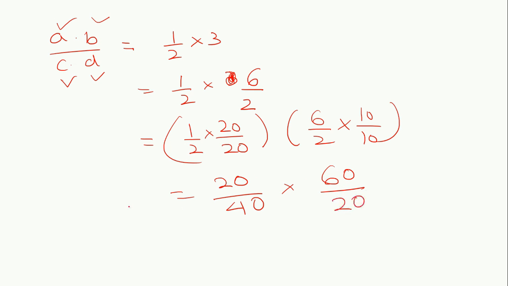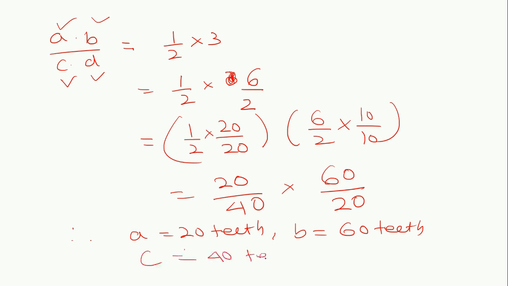Okay, this is the answer. We have to choose the number of teeth of the gears. A will be 20 teeth, B is equal to 60, C is equal to 40 teeth, D is equal to 20 teeth.